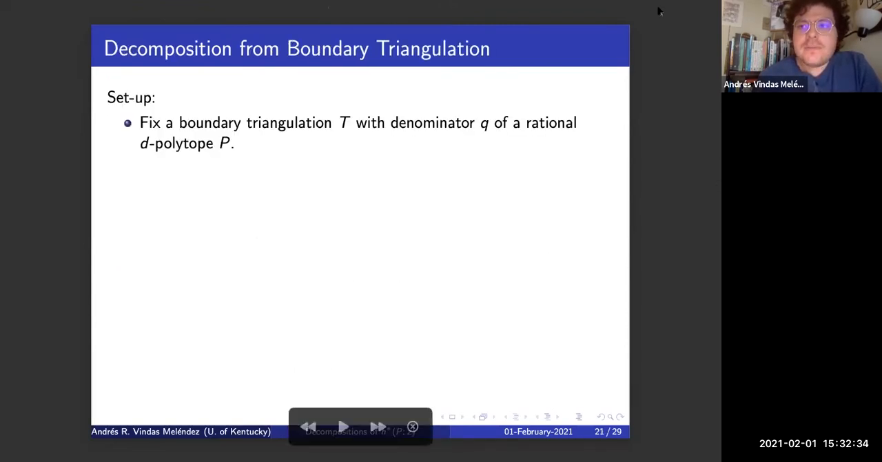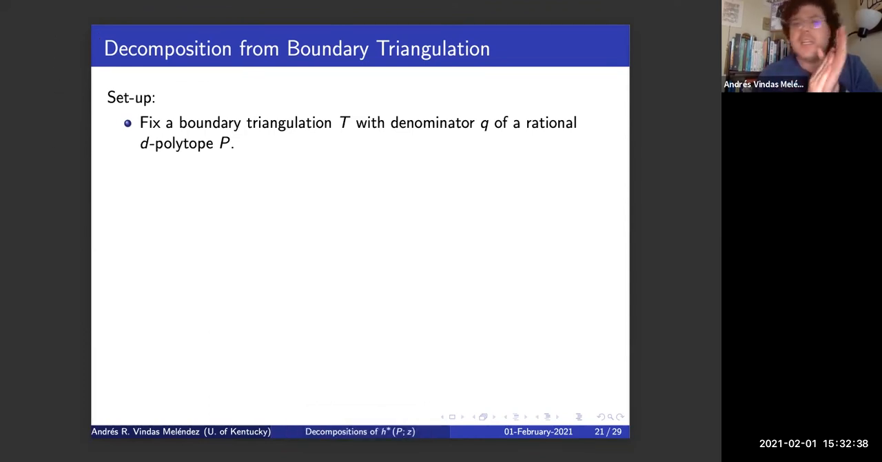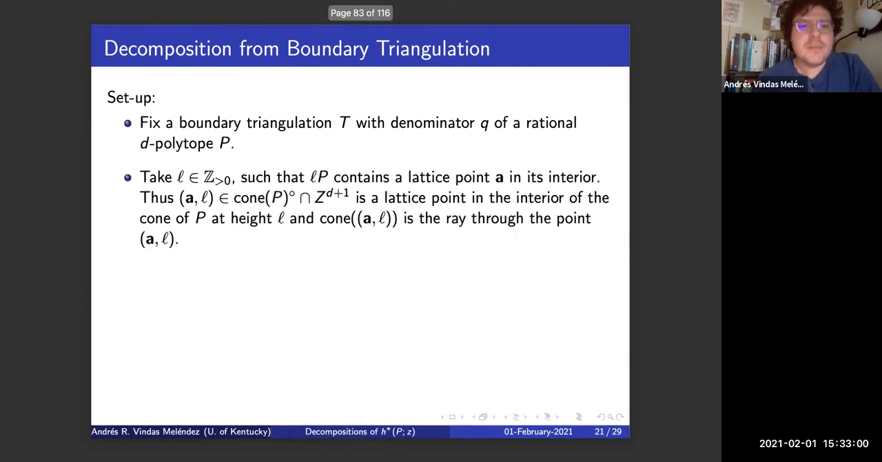And so again, in the previous case where we were considering the Betke-McMullen decomposition, we were just saying, okay, give us a triangulation and we can work through it. But now we're going to fix a boundary triangulation. And so we're going to get a decomposition of the H-star polynomial that just comes from the boundary triangulation, okay? And so we fix a boundary triangulation T with denominator q of a rational polytope, yeah? And in this setup, we have to be careful. We have to keep track of a couple of things.